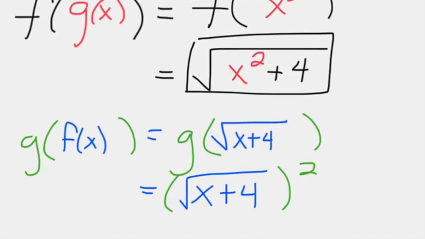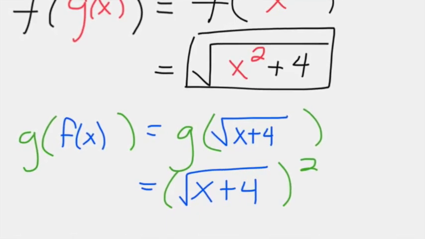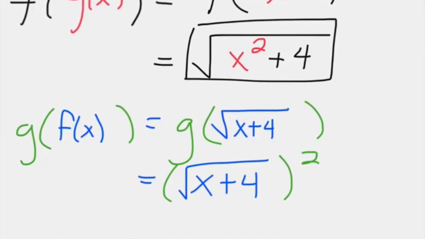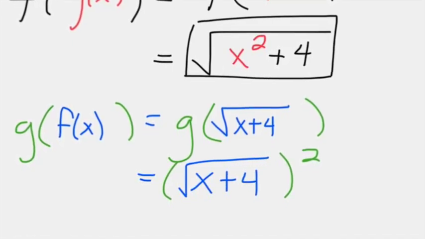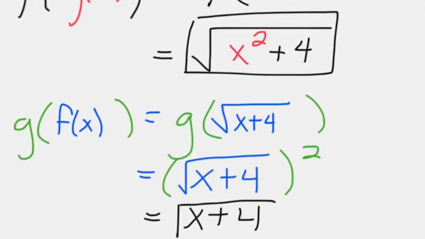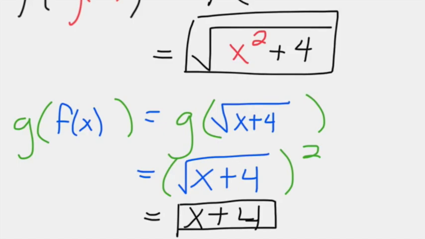So, the square root of x plus 4, squared. And we know that the square root and the square operation are inverses of one another, and that's going to leave us with x plus 4 as my solution.